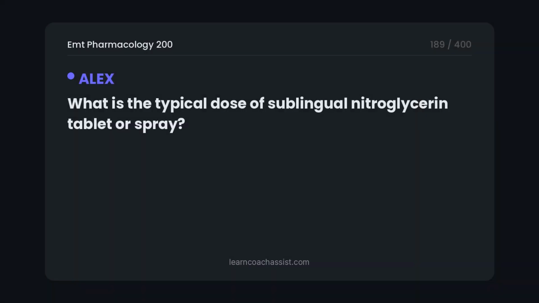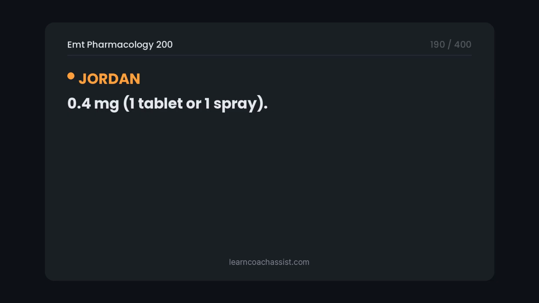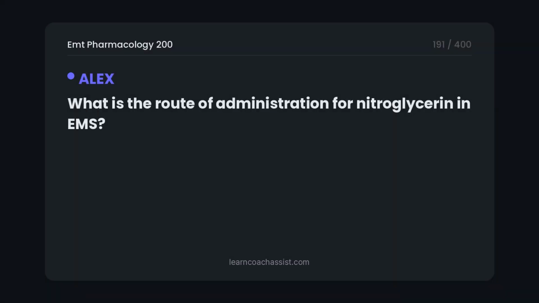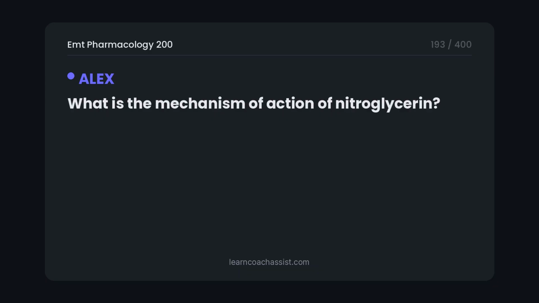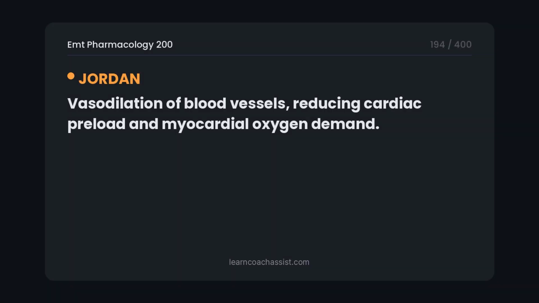What is the typical dose of sublingual nitroglycerin tablet or spray? 0.4 milligrams, 1 tablet or 1 spray. What is the route of administration for nitroglycerin in EMS? Sublingual, tablet or spray. What is the mechanism of action of nitroglycerin? Vasodilation of blood vessels, reducing cardiac preload and myocardial oxygen demand.